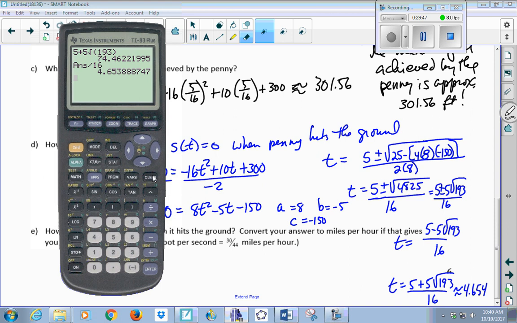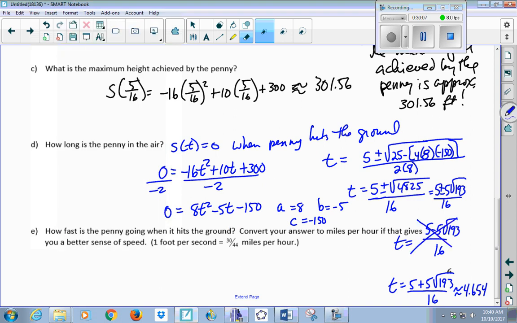So let's clear this out, and we have 5 take away 5 times the square root of 193, and that's all divided by 16. Yep, and that's a negative number, so this is not useful in the context of this problem as a solution. So how long is the penny in the air? Answer the problem. It is in the air for approximately 4.654 seconds.